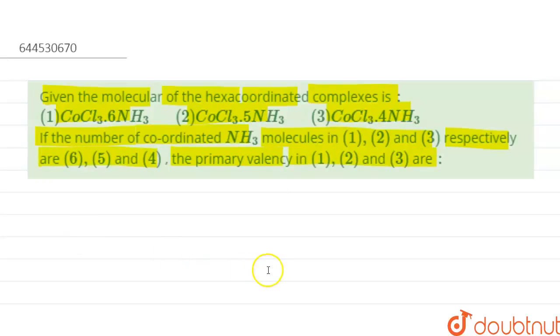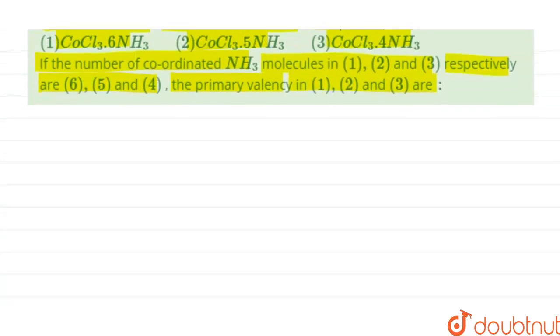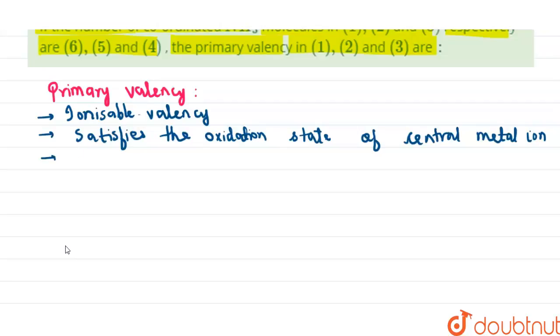So let us understand what are primary and secondary valencies. Let us define the primary valency. Primary valencies are those valencies which are ionizable. They basically correspond to the oxidation states of the central metal ion, and these are basically shown by the dotted lines.